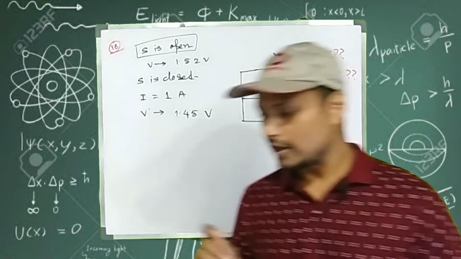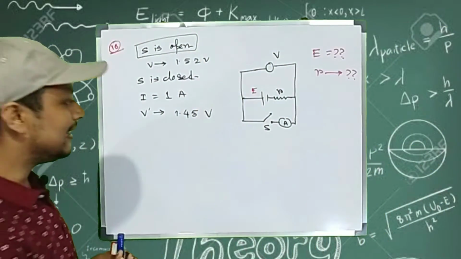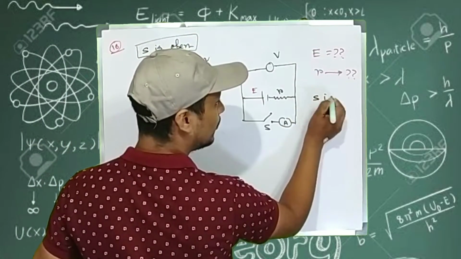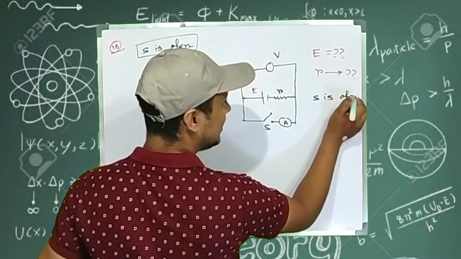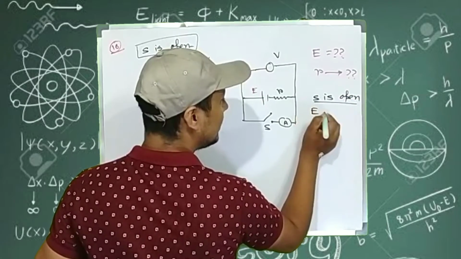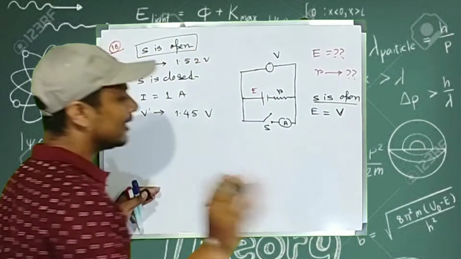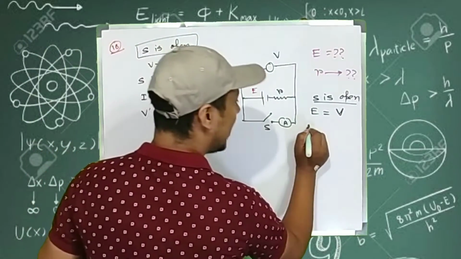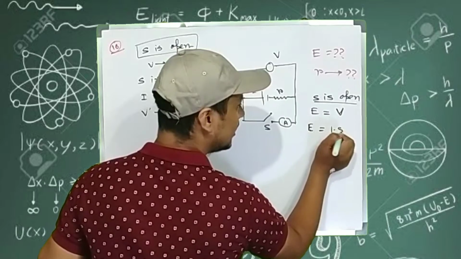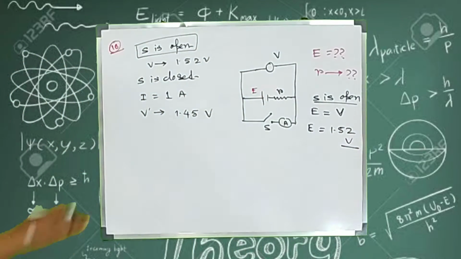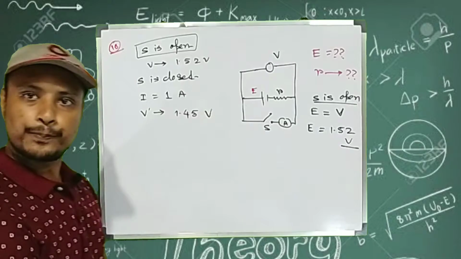So the voltage drop here is equal to the EMF. We can easily say that when S is open, the EMF E and the voltmeter voltage are equal. That is, the value of the EMF will be 1.52 volt. So the EMF of the battery will be 1.52 volt.